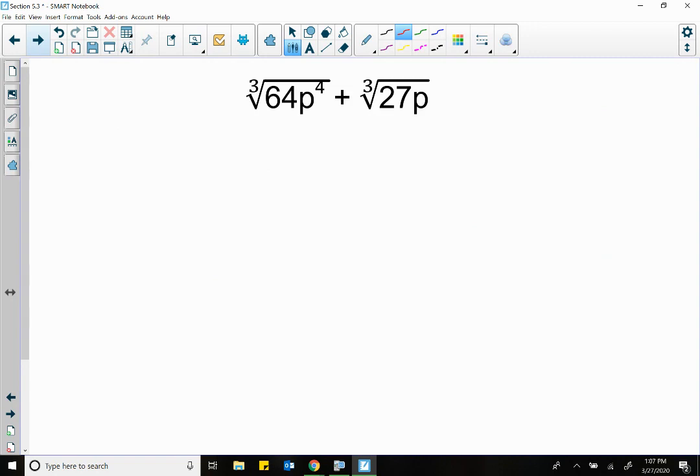Go ahead, pause the video, give this one a shot. All right, so just like what we did a moment ago, we're dealing with cube roots. So in this one, it's the cube root of 64. And we have the cube root of p to the fourth. The cube root of 64, that actually is a perfect cube. And the cube root of 64 is 4.